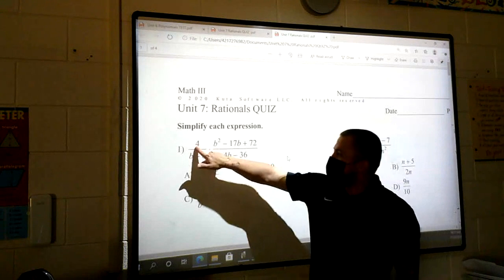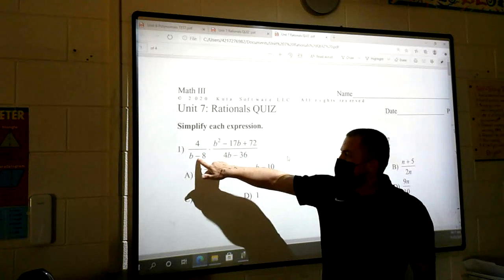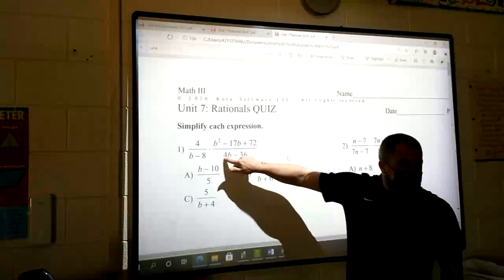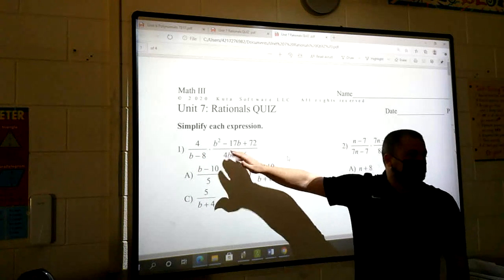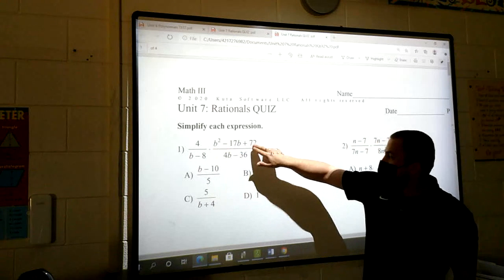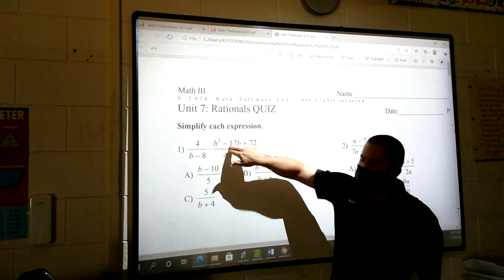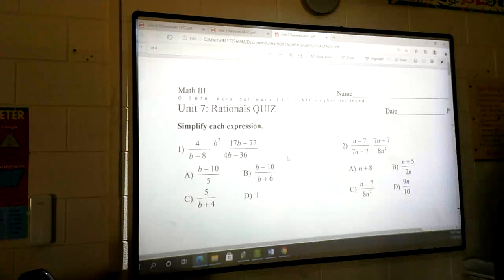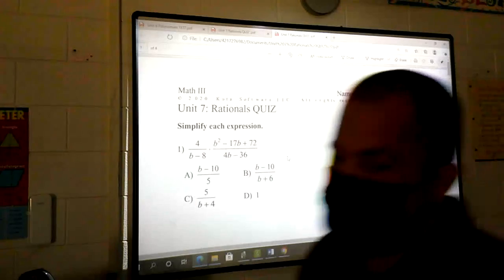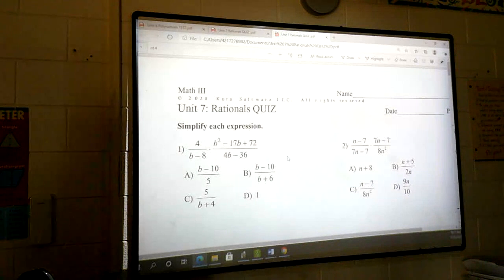Here, there's nothing to factor. Here, there's nothing to factor. Down here, you could take out the GCF, which would be 4, and you write what's left in parentheses. And then here, you find two numbers that multiply to give you 72 and add to give you negative 17. The goal is then to cancel out everything that you can and then write what's left. That's the multiplying and dividing.